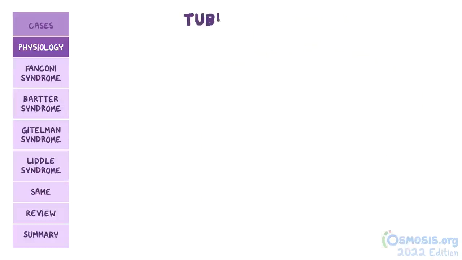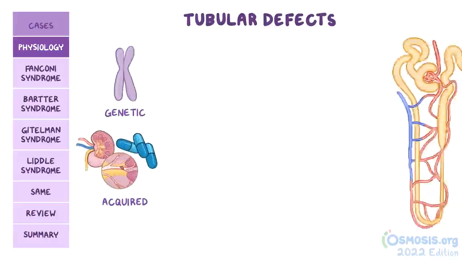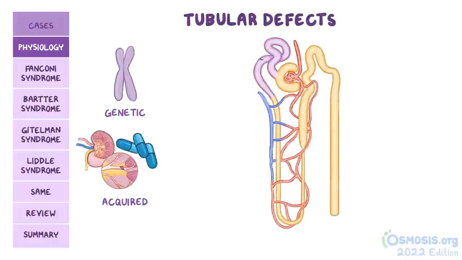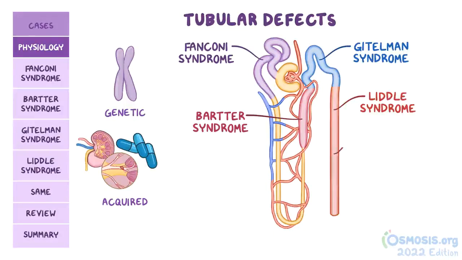Alright, so now let's talk about tubular defects, which are a group of disorders that affect the renal tubules. Tubular defects are usually genetic, but they can also be acquired. The proximal convoluted tubule can be affected by Fanconi syndrome. The thick ascending loop of Henle can be affected by Bartter syndrome, while the distal convoluted tubule can be affected by Gitelman syndrome. The collecting tubule can be affected by Liddle syndrome. Finally, there's syndrome of apparent mineralocorticoid excess, or SAME, which also affects the collecting tubule.